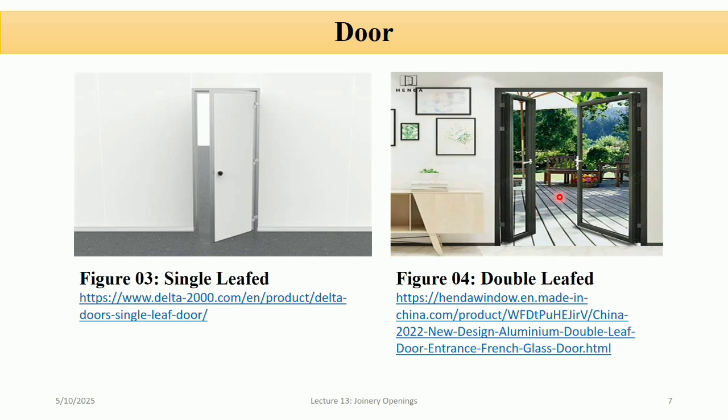So the selection between single and double leaf doors depends on the size of the opening, the intended use of the space, and aesthetic preference. Both types play an important role in ensuring accessibility, privacy, and visual appeal in the architectural design.